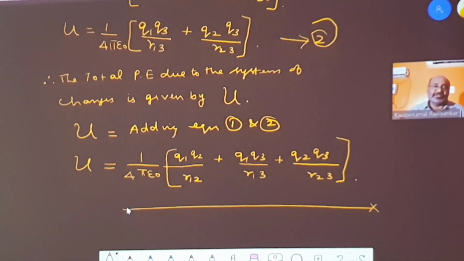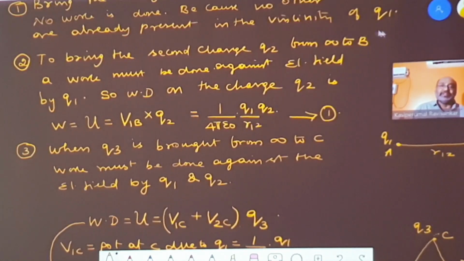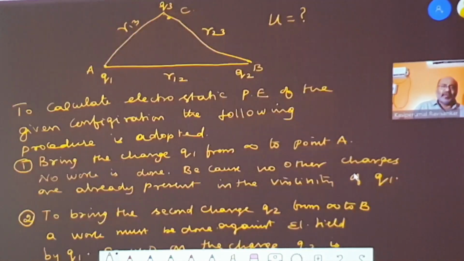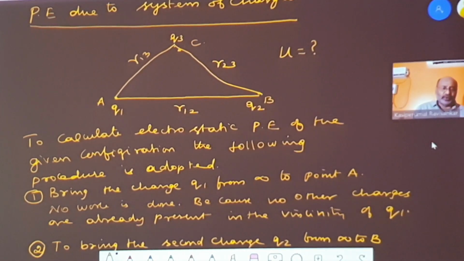Any doubt? See, we can recall what you have studied. After recalling, I will be giving you a simpler method to conclude this. We are going to get the potential energy due to the system of charges. How can you get the potential energy due to the system of charges?